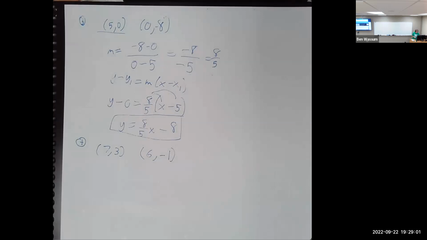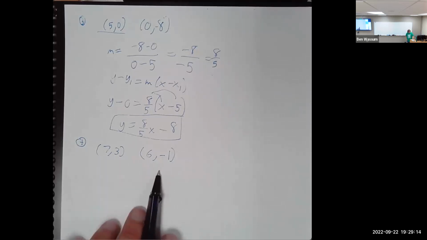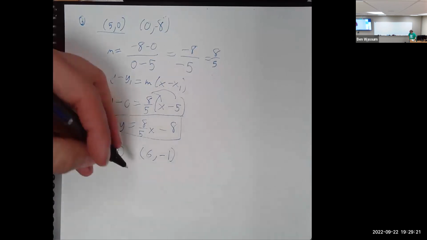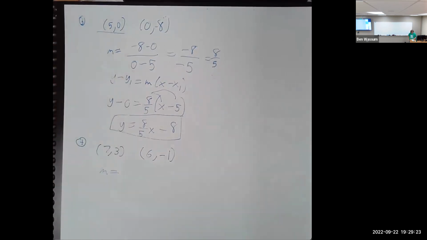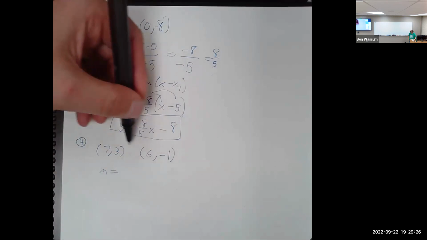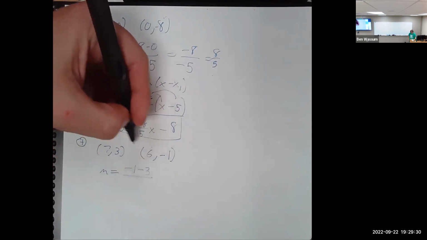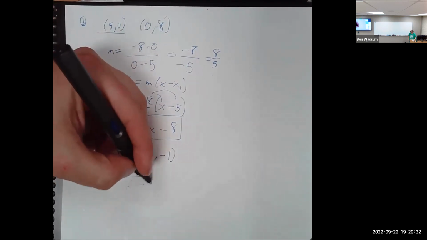So the last one is saying, what line connects these points? Okay. Phrasing's a little different, but the idea is the same. We still want the slope between these points and we want to pick one, right? Plug it in and get our equation. So let's find our slope. It's gonna be a difference in y's, -1 - 3 over difference in x's, 6 - 7.